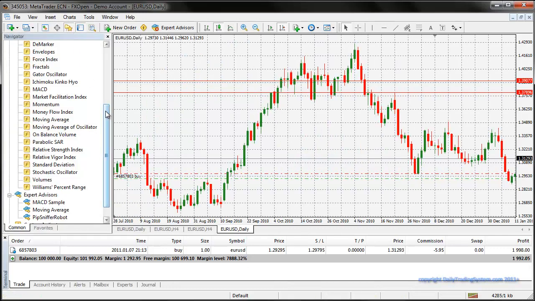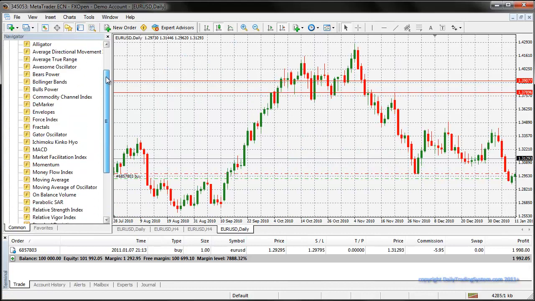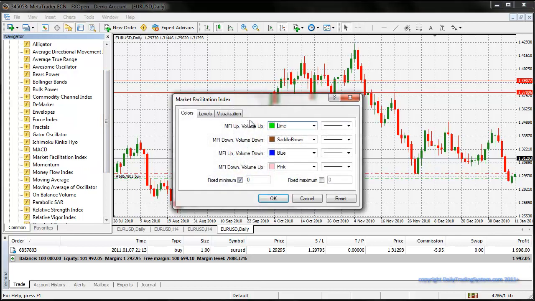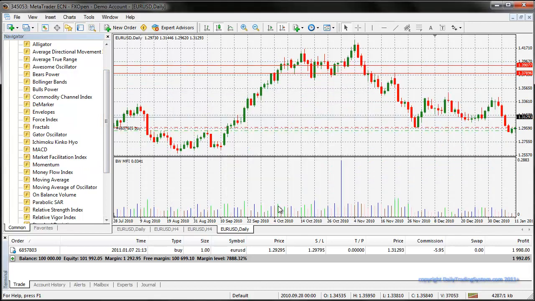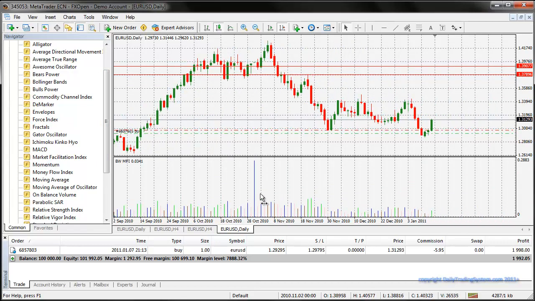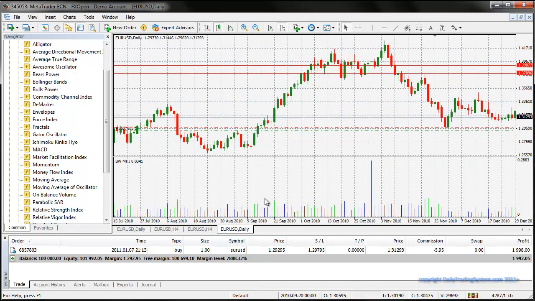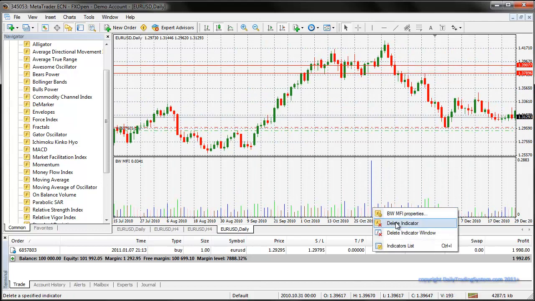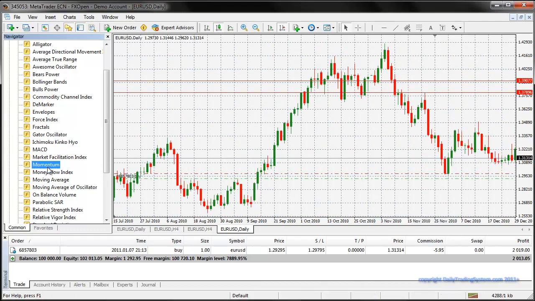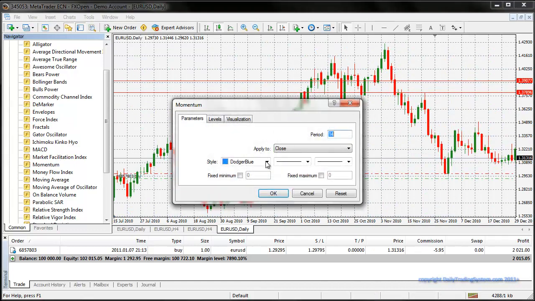So let's go back to our navigator panel. The next one on the list was the market facilitation index, and I can tell you right now it's too confusing for me to even understand, and I won't bore you by trying to make you understand it as well. Alright, so I'm just gonna get rid of that. So the next one on the list is the momentum.